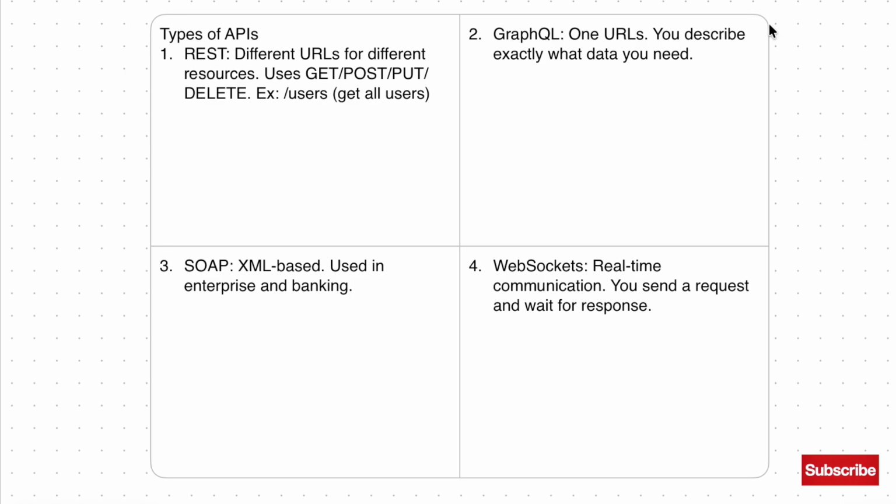WebSocket APIs provide a persistent, two-way connection between the client and server, enabling real-time communication for applications like chat apps, live notifications, multiplayer games, and stock market updates.